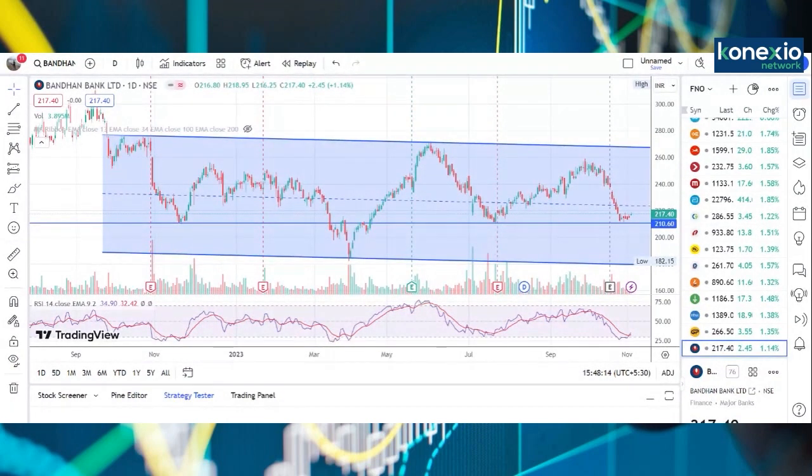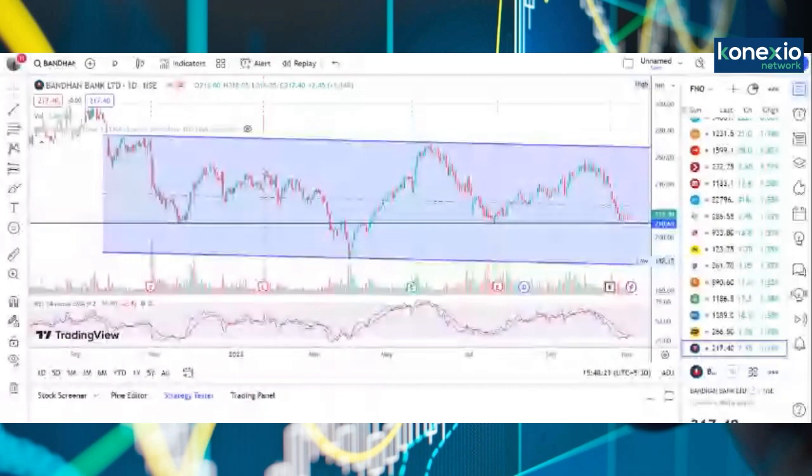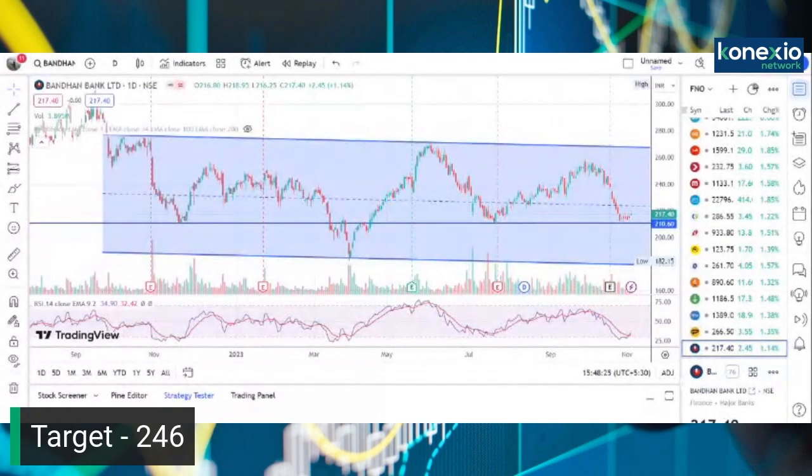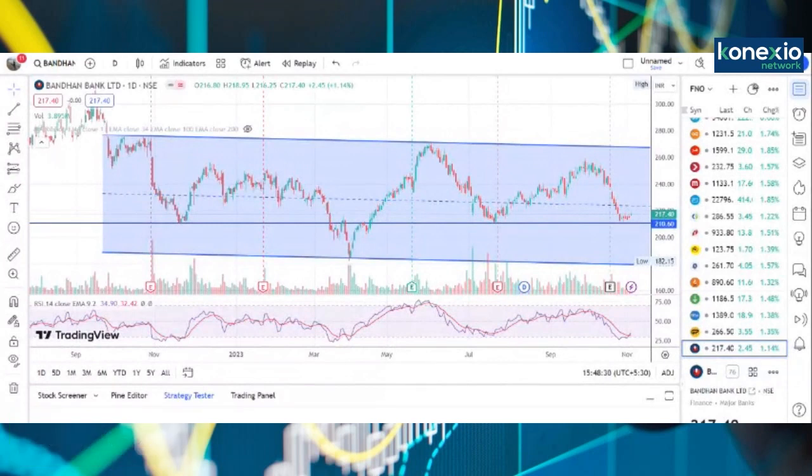in the range of 217 and on dips to 214 for an upside target of 246 in the short to medium term. Short to medium term means the next 2 to 3 months. So definitely looking at the price volume setup, the oscillators, we feel Bandhan Bank can give a decent return in coming months. So definitely this stock should be on the radar of short-term investors, positional investors, swing traders, or long-term investors.